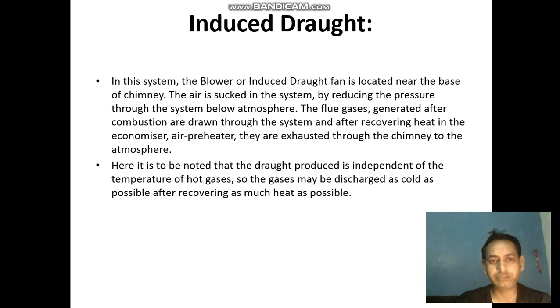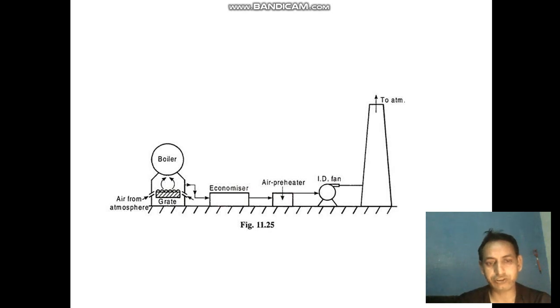Now another draught system is called the induced draught system. Here the induced draught fan is located near the chimney. So at this side the negative pressure is created. Here the pressure is lower than the atmospheric pressure.